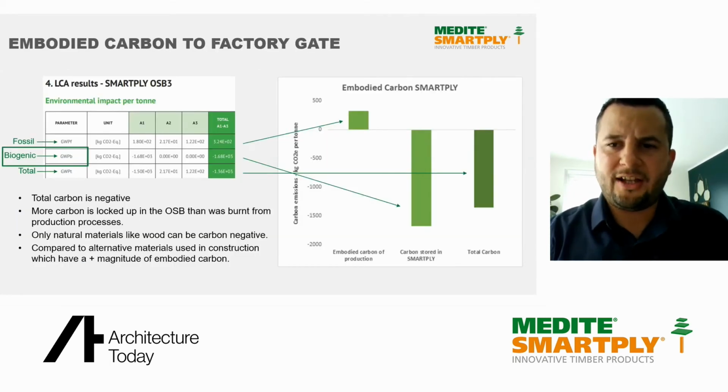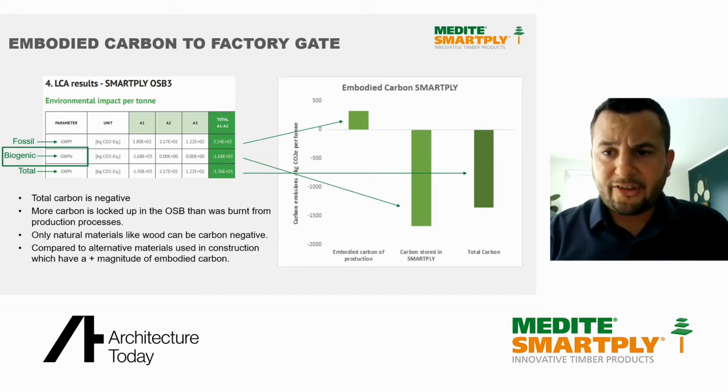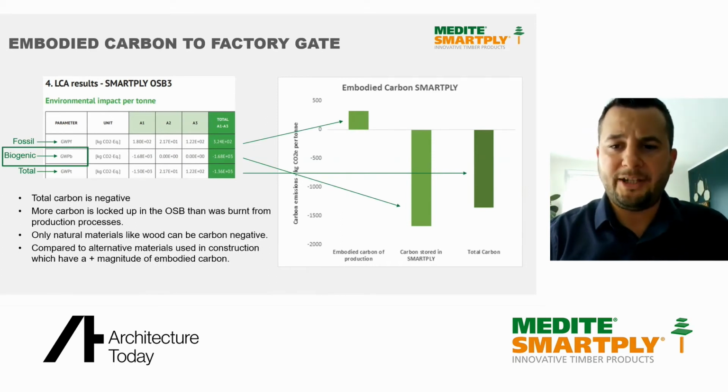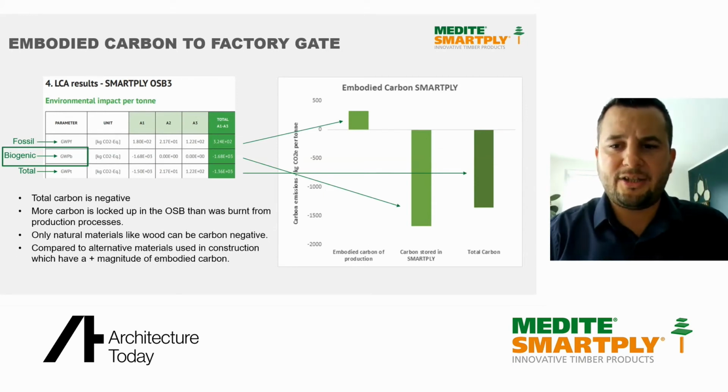OSB itself uses far less energy and resources to make than other alternative building materials. Over 75% of the energy we use in the manufacturing process comes from wood residues and recovered wood. Burning wood byproducts as an energy source instead of fossil fuels increases the CO2 benefits still further. So the total carbon is negative: more carbon is locked up in OSB than is burnt during the production process. And only natural materials like wood can be negative. Alternative materials used in construction have a positive magnitude of embodied carbon compared to wood.